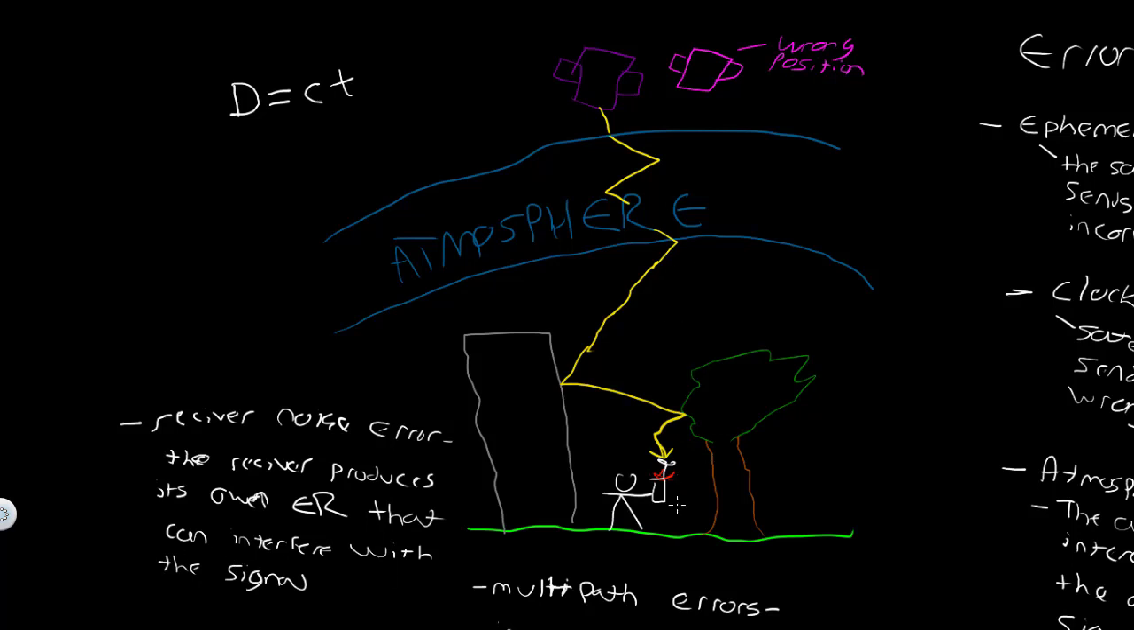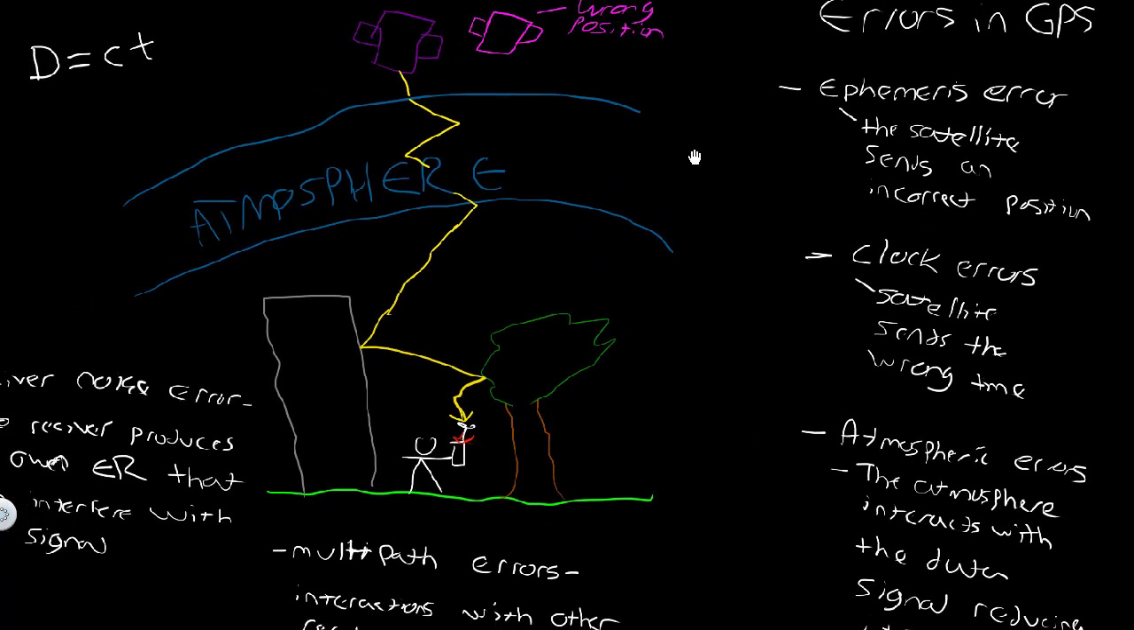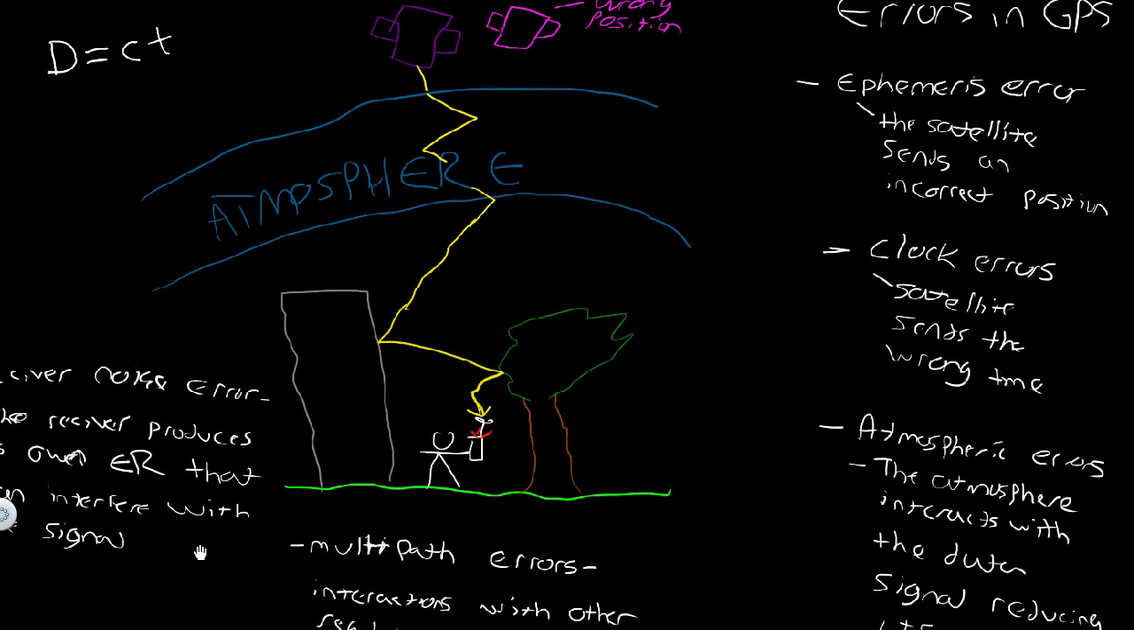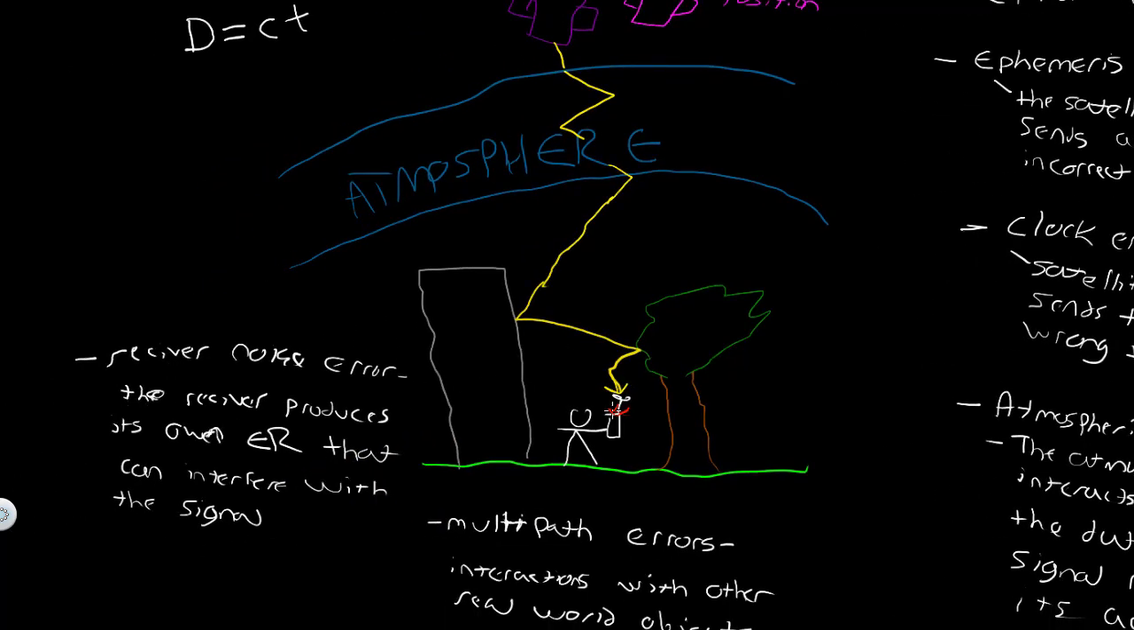Okay, so hopefully that all makes sense. So let's go ahead and recap the errors that we have. We have ephemeris errors, which are the position being incorrect. We have clock errors, where we are sending or receiving the wrong time. We have atmospheric errors, where the signal is actually being delayed in the atmosphere. Then we have multipath errors, where the signal is being delayed because it's interacting with other real-world features. And then finally, we have receiver noise errors, which are basically errors that are caused because the receiver itself is producing radiation that interferes with the signal.